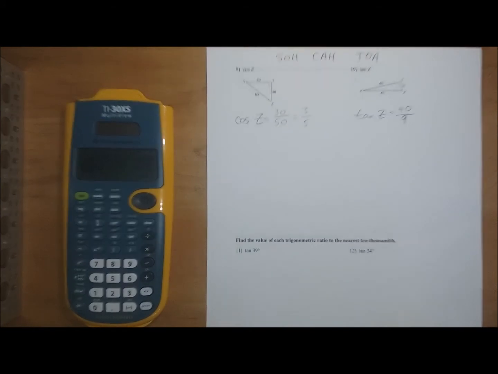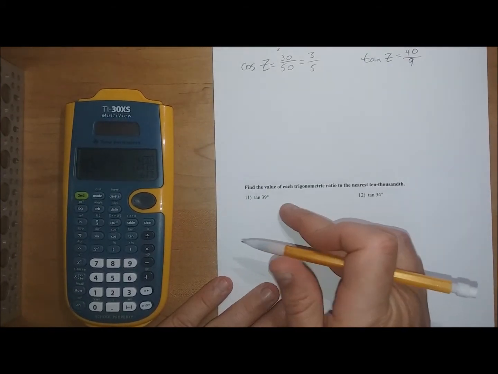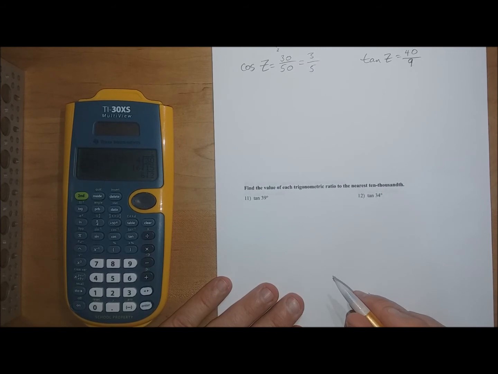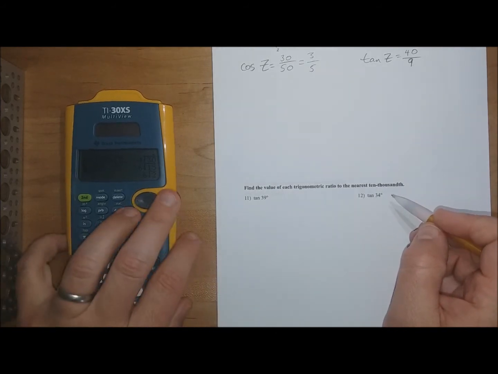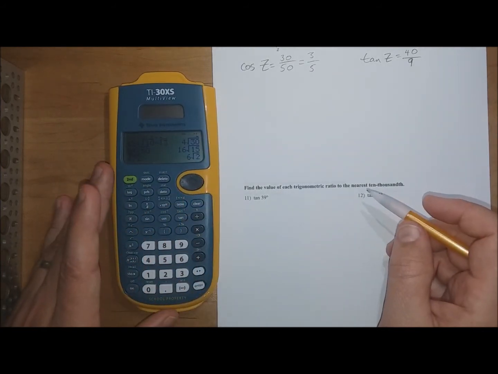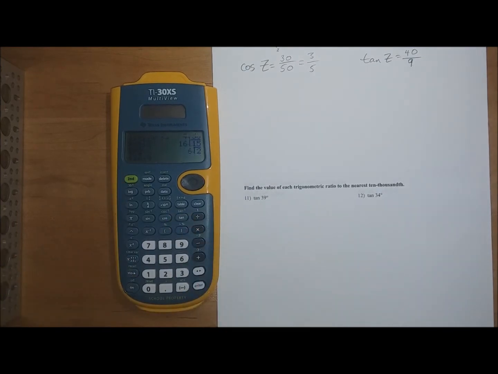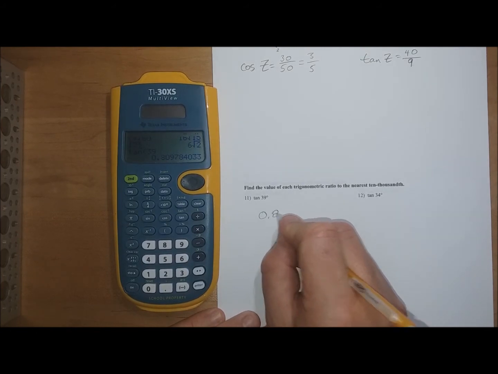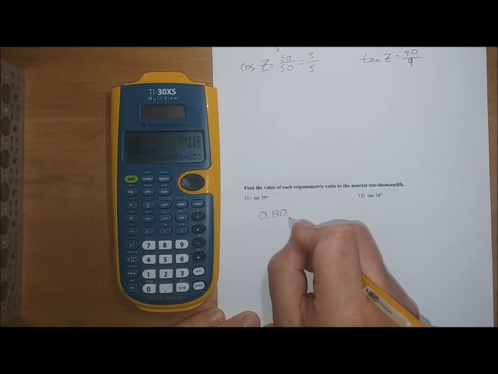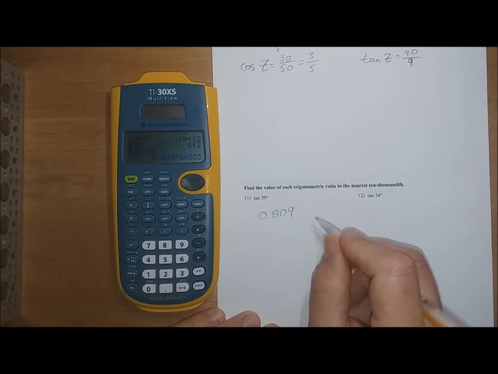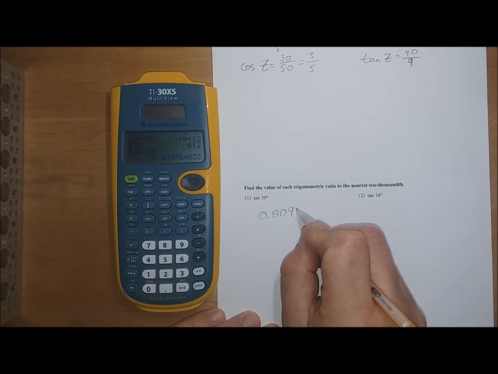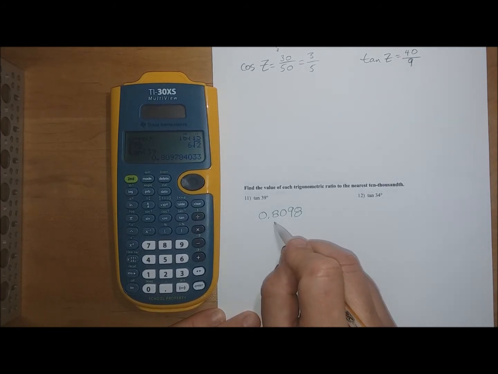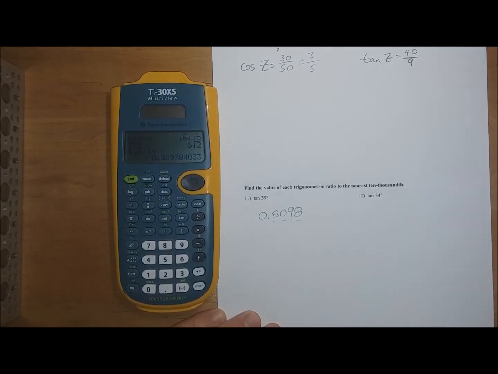So, good. All right, could we find the value of each trigonometric ratio to the nearest 10,000th? Okay, good question. So you can just go to your calculator and you can say tangent of 39, and we're going to round that to the nearest tenth, hundredth, thousandth, 10,000th. I'm going to round 7, 8 up to 8. Okay, that would be to the nearest 10,000th.